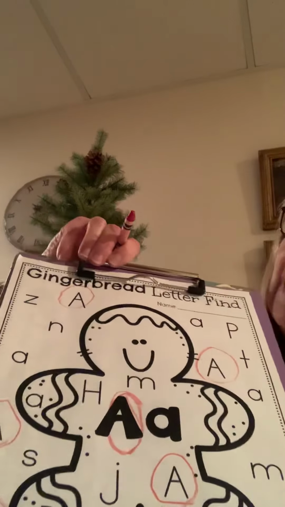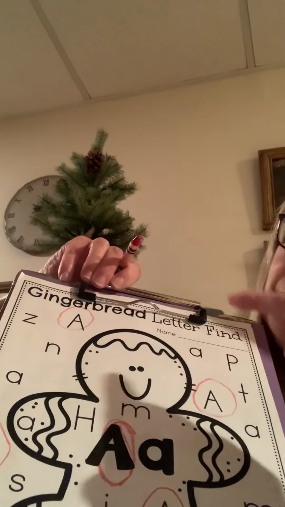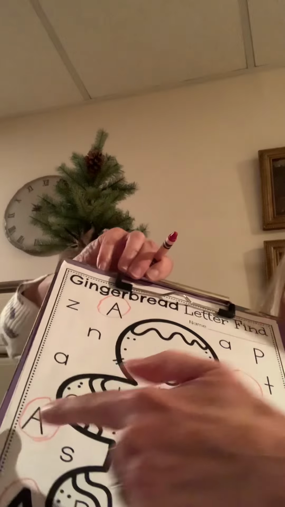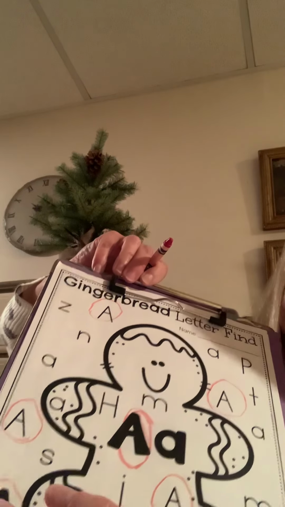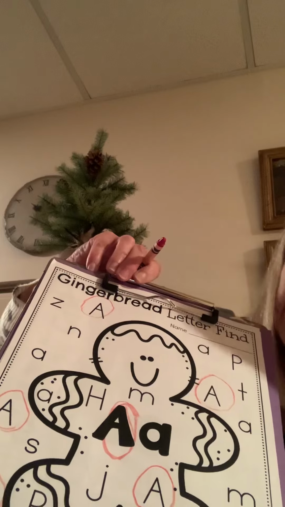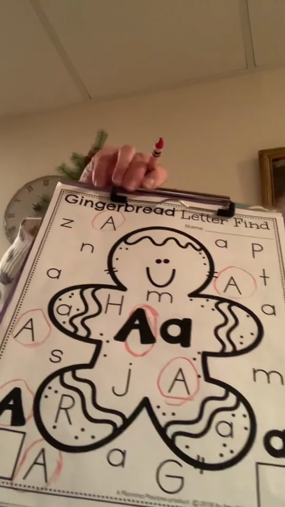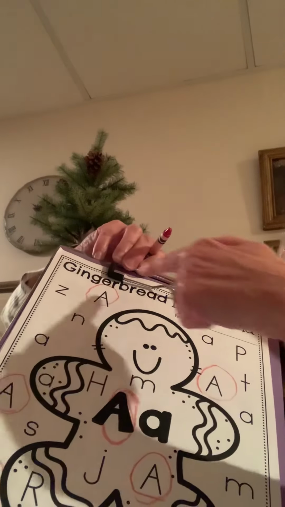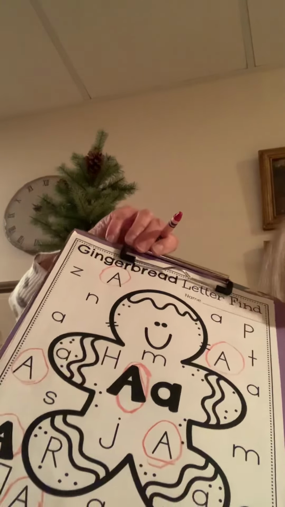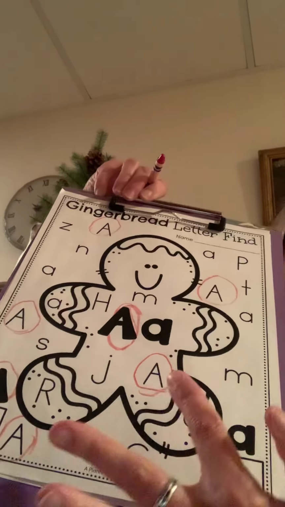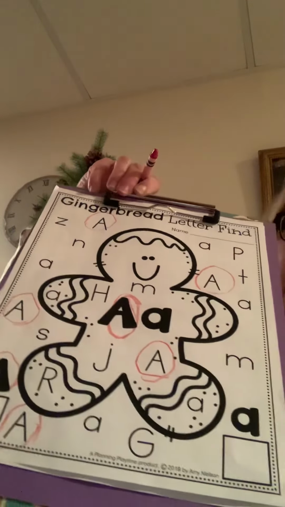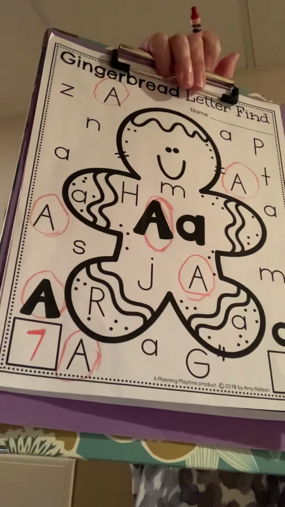So let's count together. So there's 1, 2, 3, 4, 5, and then the ones inside after 5 is 6, 7. Okay, let's count them one more time and make sure. 1, 2, 3, 4, 5, 6, 7. So I'm going to write the number 7. I'll write it and then show you. I'm going to write the number 7 right inside my box.